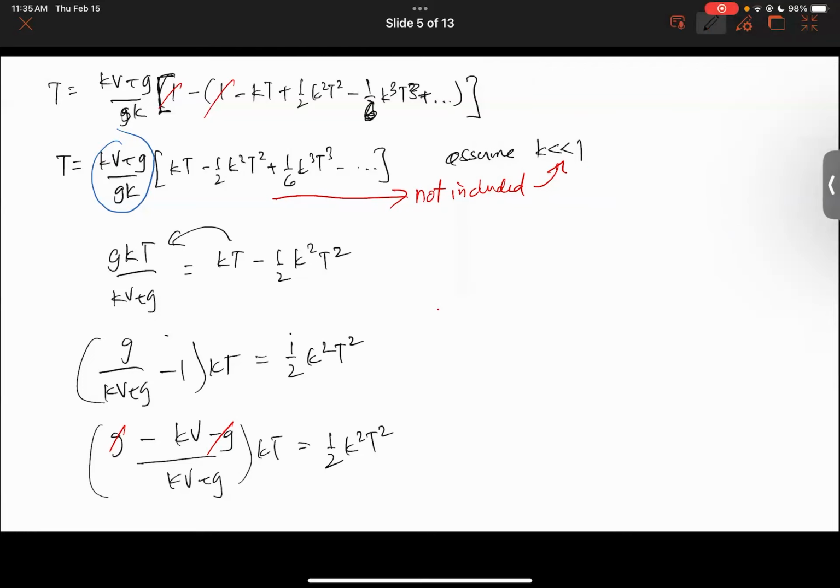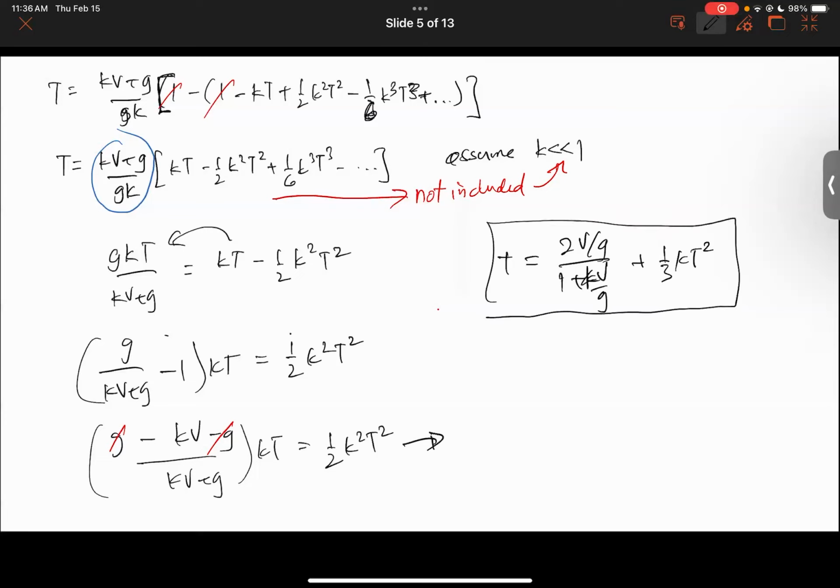so I seem to need more time para ma-derive yung equation na 2.47. What we're supposed to end up is 2v over g, 1 plus kv over g plus 1/3 kt squared. And ayoko mag-spend ng buo nating time dito. So what I'm going to do is just derive this later and then send you the derivation. Okay, so dito tayo dapat mag-end na equation na ito. So once we have that, we can now expand this.